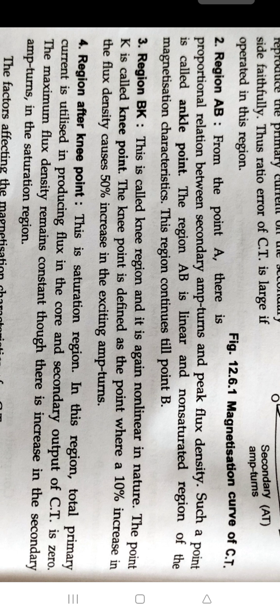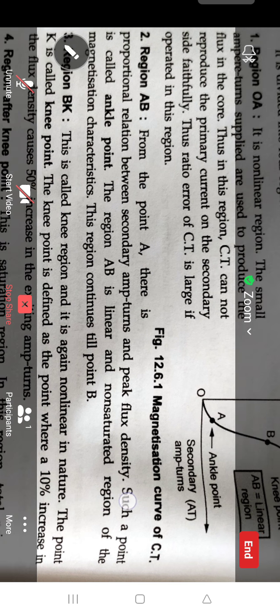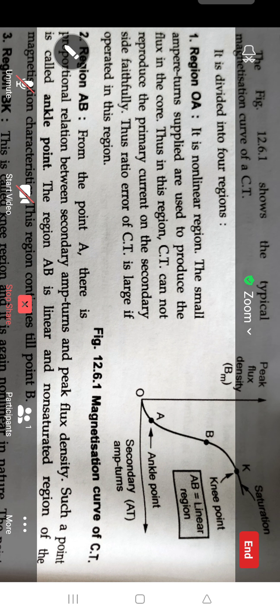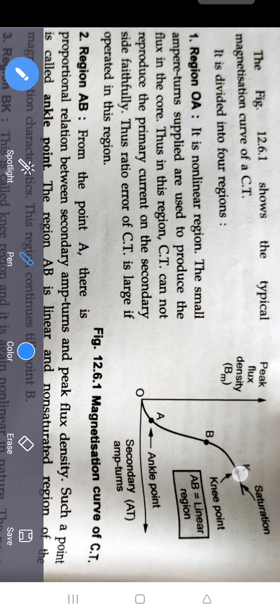Now the third region we will see from B to K. This is called the knee region, and it is again non-linear in nature. The point K is called the knee point. The knee point is defined as the point where a 10% increase in the flux density causes a 50% increase in the exciting ampere turns. Here you can say this is the knee point K.